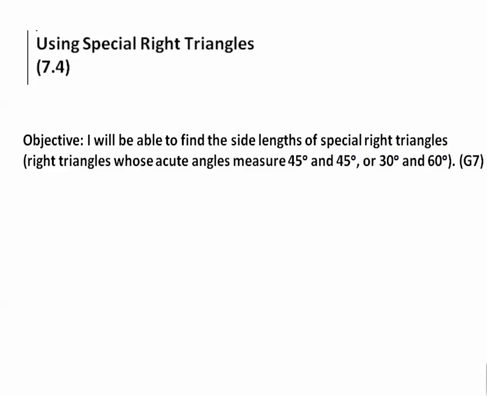In 7.4, our objective is to be able to find the side lengths of special right triangles. So what we're going to talk about today is that there are two types of special right triangles. They have acute angles with special measurements, and we have shortcuts. Today's very exciting because it's all about shortcuts, how to do things faster.